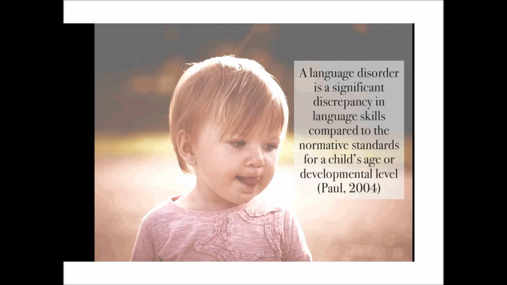A language disorder, as you see from the reference here, is a significant discrepancy in language skills compared to the normative standards for a child's age or developmental level. This is where it's important to further define and analyze what is meant by a significant discrepancy. In EI, we tend to refer to a language delay versus disorder in most situations, but without overanalyzing it, it may not matter too much what we call it. It can be very alarming to parents, whether we call it a delay or disorder, so we have to be very sensitive when conveying information to parents.